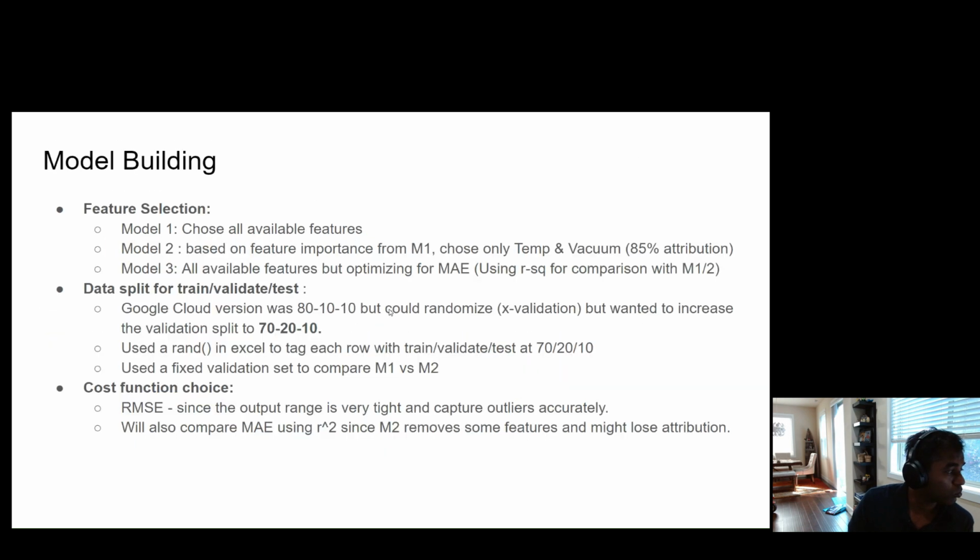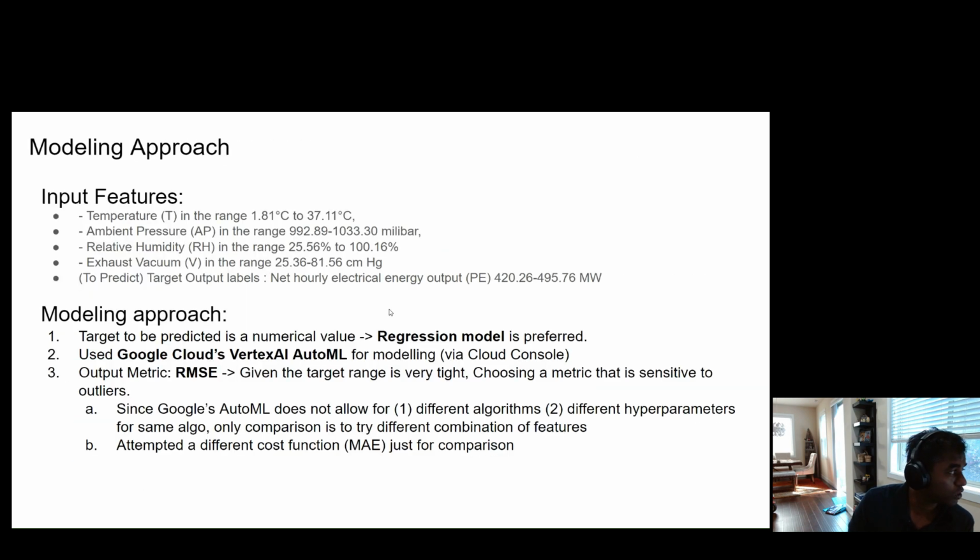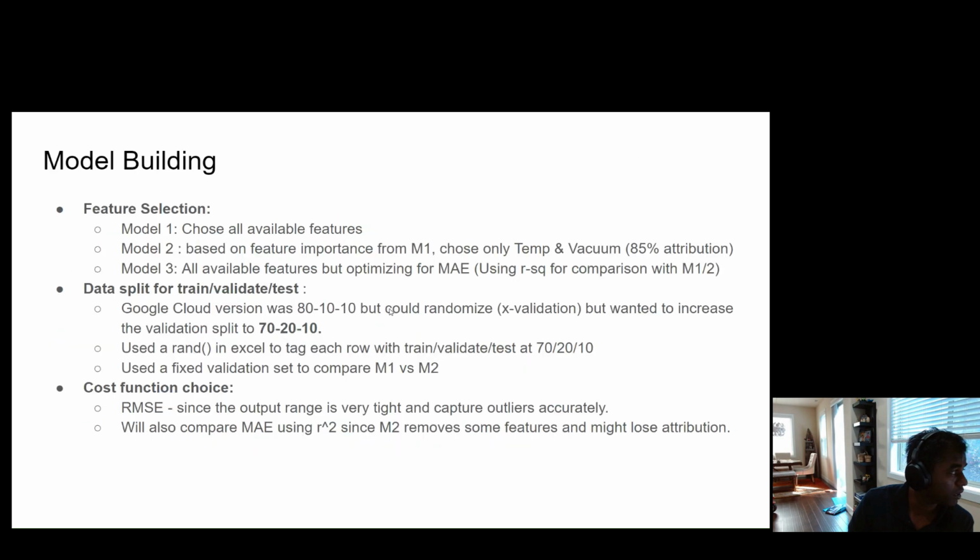So now going to the model building. The first step is typically to identify what are the features that you want to use. I'm just going to start with all the available features. Google AutoML did allow me to determine the contribution, or attribution, of each input feature to the output.